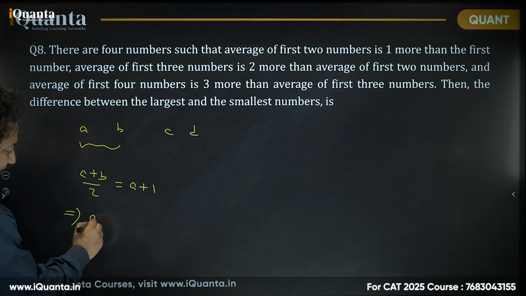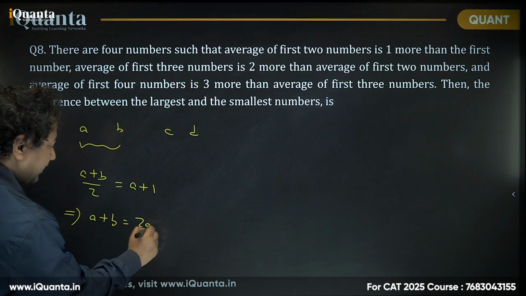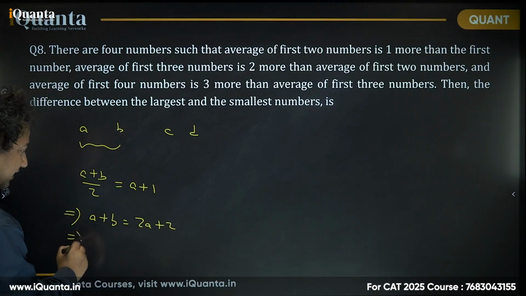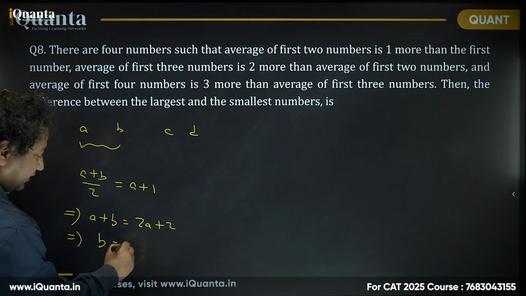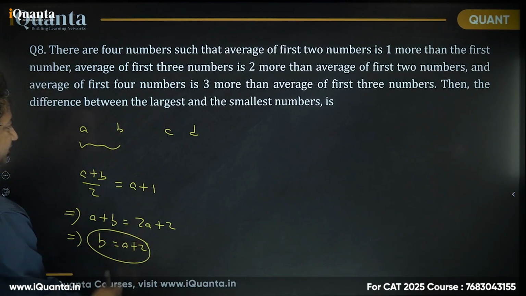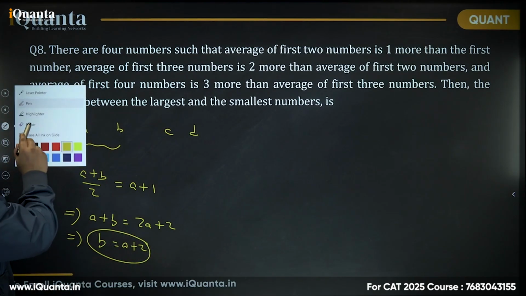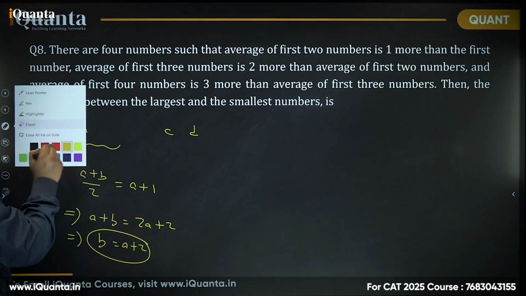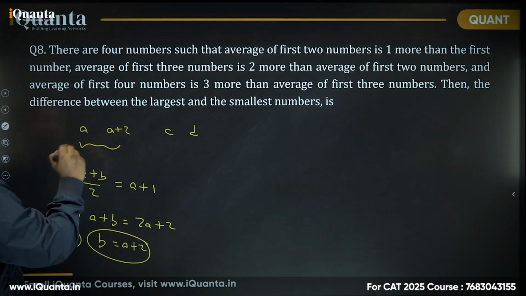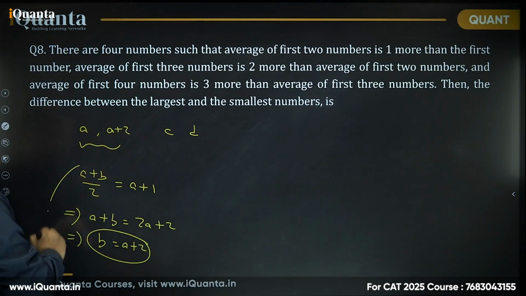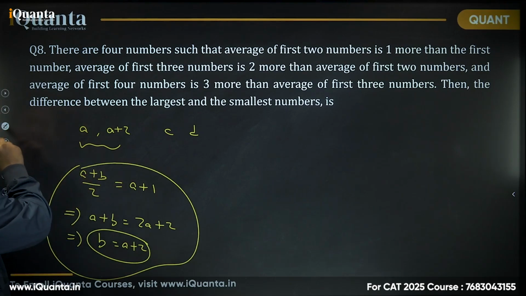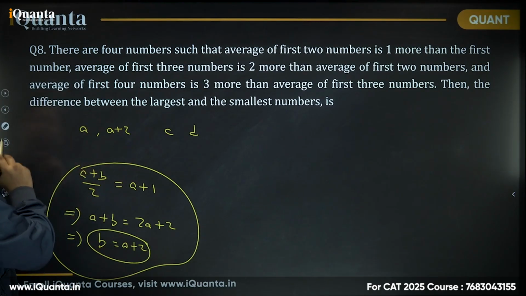So this will be A plus B is 2A plus 2, which means the value of B will be A plus 2. Perfect. So in place of B, I can just write A plus 2 to avoid any confusion. Perfect. We have got this. That's the calculation. All right. What next?